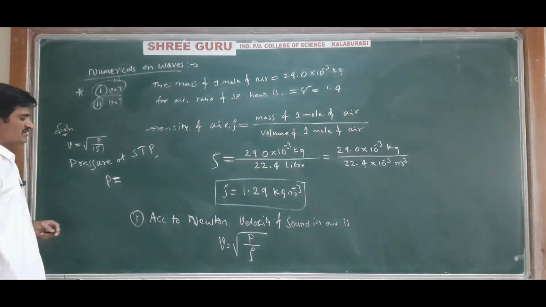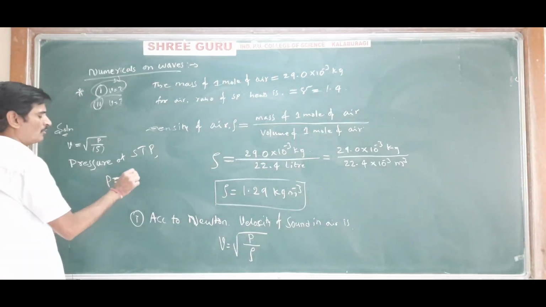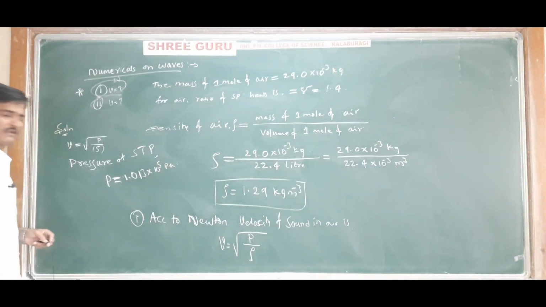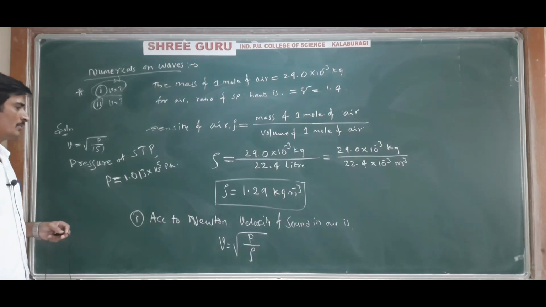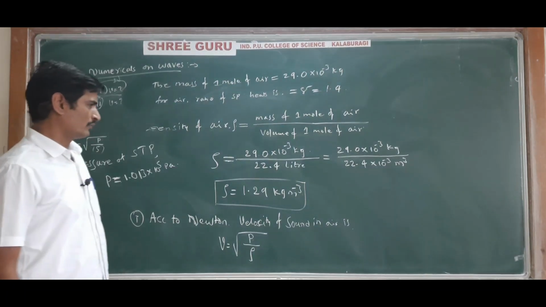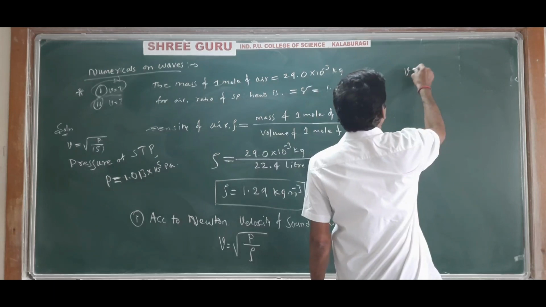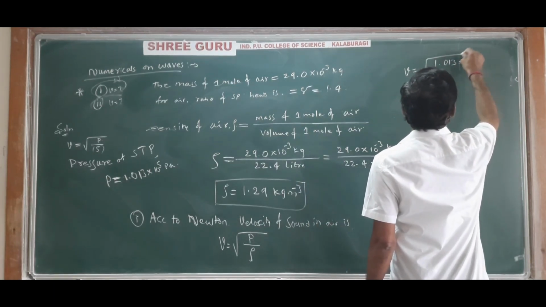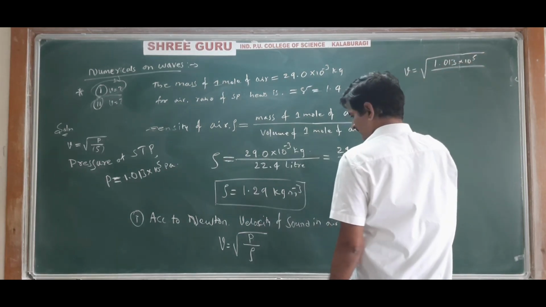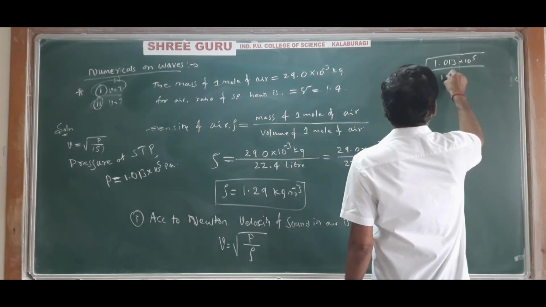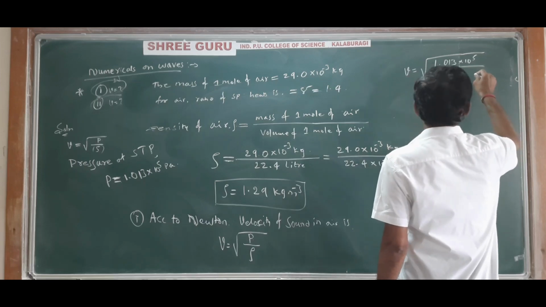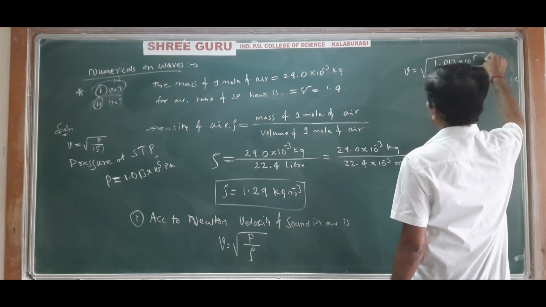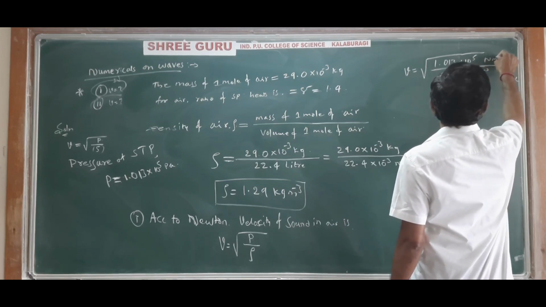Okay, so you can write pressure at STP as 1.013 into 10 to the power 5 Pascal. We know this already. So therefore V is equal to, substituting the value, under root 1.013 into 10 to the power 5 divided by the density, which is 1.29 kg per meter cube. This is kg per meter cube, and this is Newton Pascal, that is Newton per meter square.